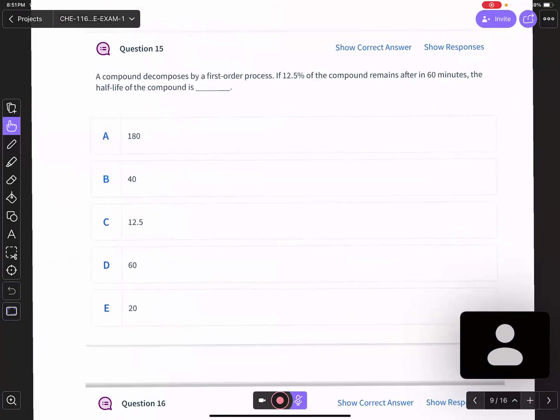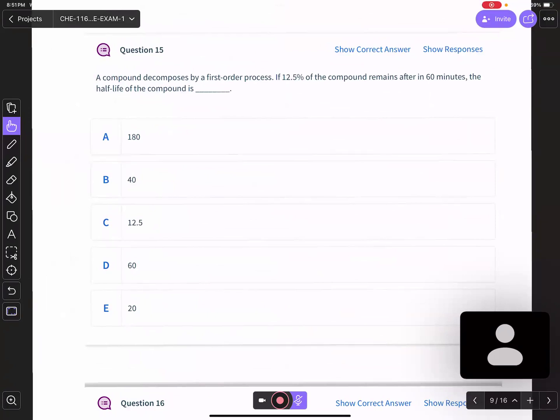Okay. Question 15, we don't have to do a calculation, but we could do a calculation if you wanted to. A compound decomposes by a first order process. If 12.5%, and this is important, if 12.5% of the compound remains after 60 minutes, what is the half-life of the compound?